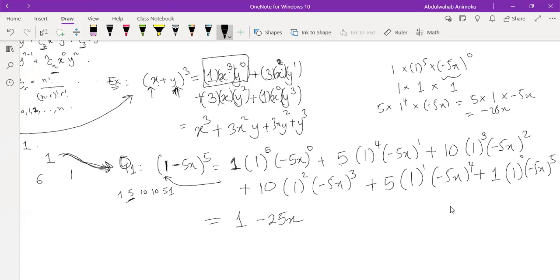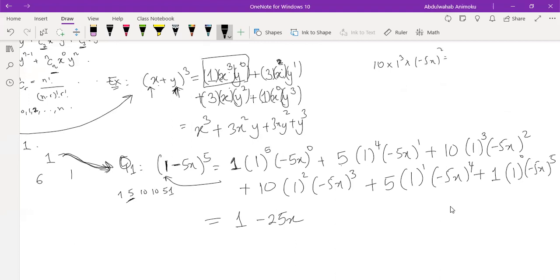Now, what is the next one? Let's delete this to make space. So the next term that we need to simplify is basically 10 times 1 raised to the power 3 times (minus 5x) squared. Now 10 times 1 raised to the power 3 is 1. The minus 5x all squared. Notice that this square is affecting both minus 5 and x. So this is going to be minus 5 squared times x squared. So what is minus 5 squared? That is 25. So 10 times 25 times x squared. So that is 250x squared. So the next term is 250x squared.